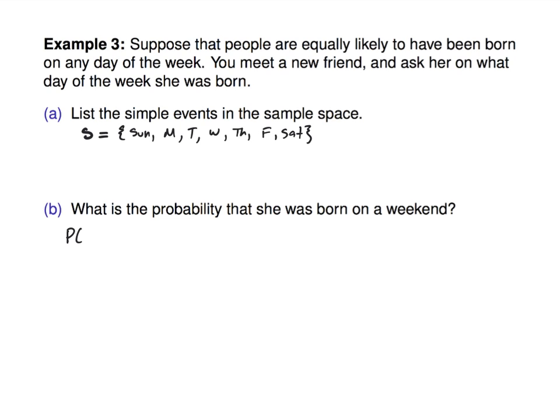So what's the probability of a weekend? Which really is probability of Saturday plus probability of Sunday, right? And there's no overlap, so those are mutually exclusive events, right? So that's 2/7.